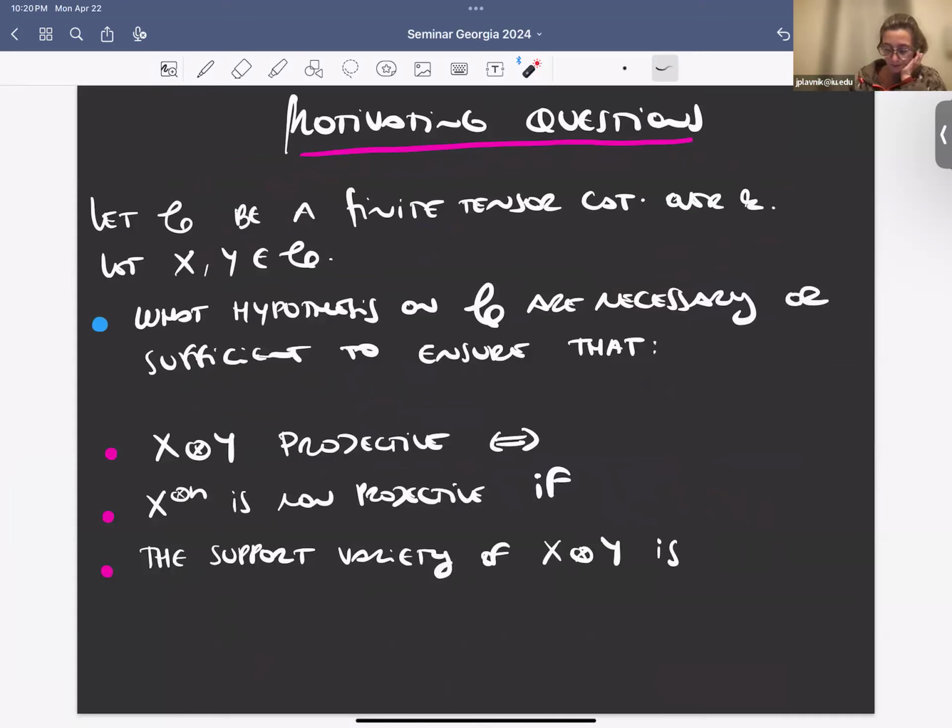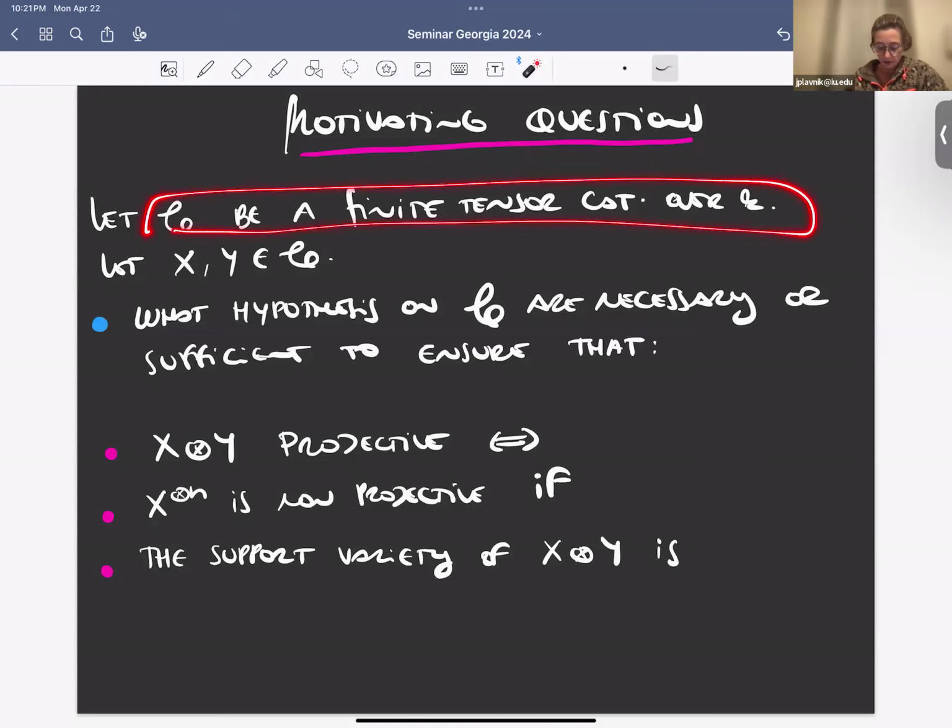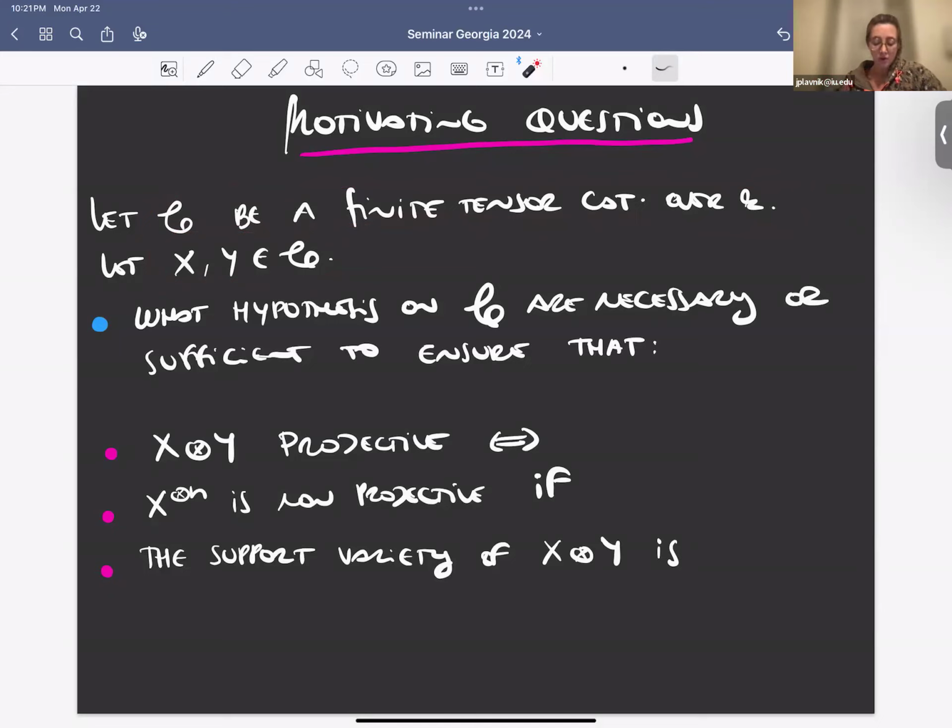So I wanted to tell you a little bit about these support varieties and specifically this tensor product property, and what is motivating to us. So we will be working again with a finite tensor category. We always will work with this hypothesis from now on. And I will take some objects in my category. Some of the questions that we were thinking about with Sarah first and then with Peter and Sarah were what kind of conditions we need on our category to ensure certain nice behavior with these objects. In particular, one thing that we wanted to ask is when the tensor product being projective in one order is the same as the tensor product being projective in the other order.